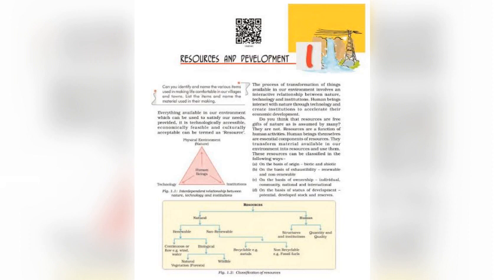Indiscriminate exploitation of resources has led to global ecological crises such as global warming, ozone layer depletion, environmental pollution, and land degradation. An equitable distribution of resources has become essential for a sustained quality of life and global peace.